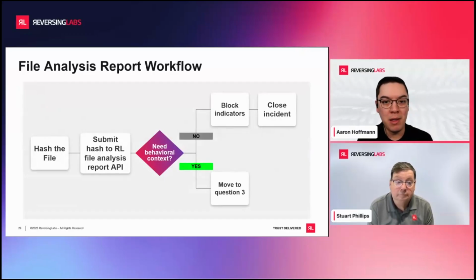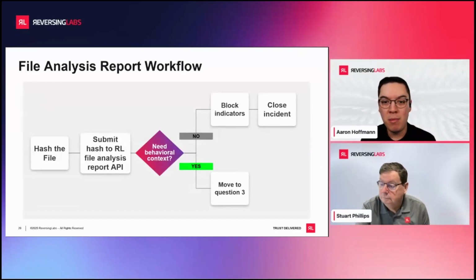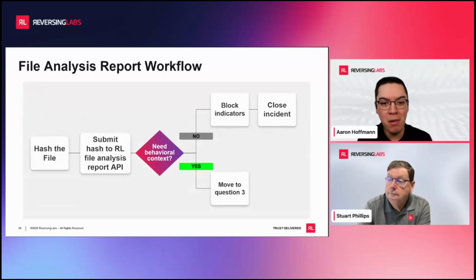But what you're going to get back, rather than just a simple good or bad classification, is a little bit more information about the file itself, for example, some hard-coded indicators or strings that might be embedded in the file. But if you need additional behavioral context, for example, if there is a specific piece of malware that requires interaction, maybe it's got some sandbox evasion techniques or capabilities baked into it, maybe that's where you need to move on to question number 3, which we'll talk about in a moment.